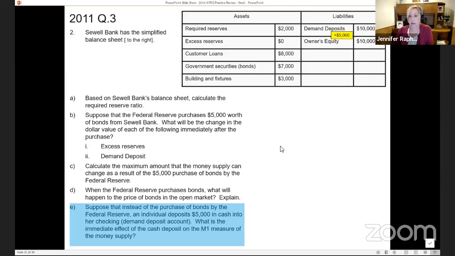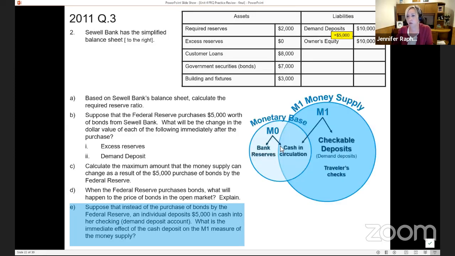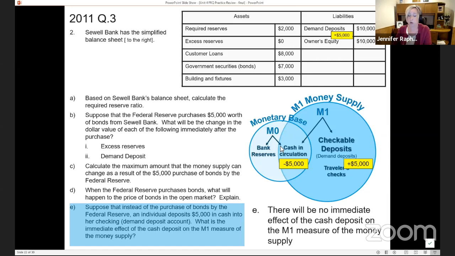All right, so let's now read this as a $5,000 increase in demand deposits. But remember, this transaction began its life as cash and then it ended up as a checkable deposit. So cash in circulation goes down by 5,000, checkable deposits goes up by 5,000, but we're still operating within M1. So since the money changed from one form of M1 to another, there's no immediate effect of the cash deposit on the M1 measure of the money supply.